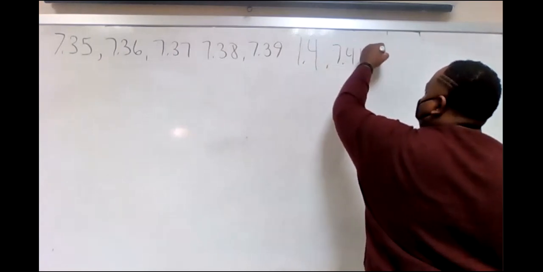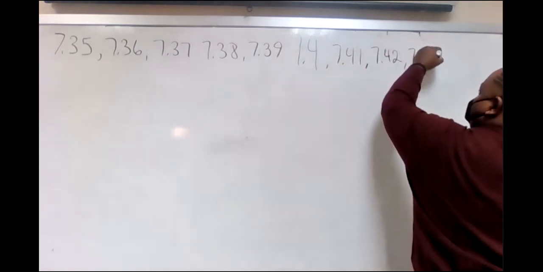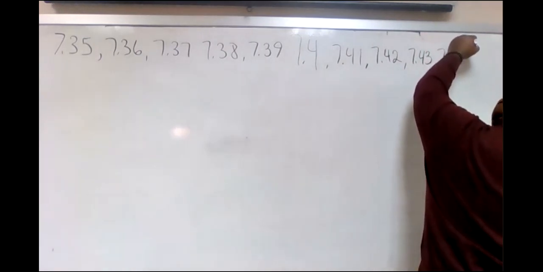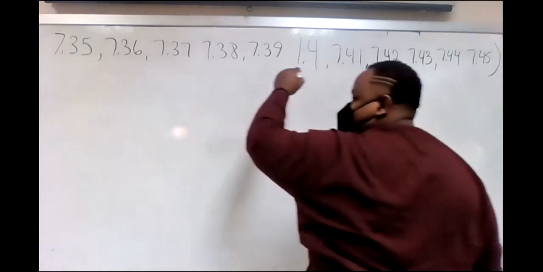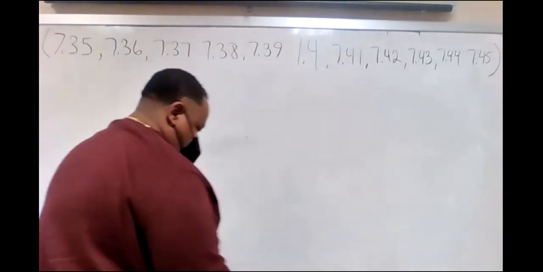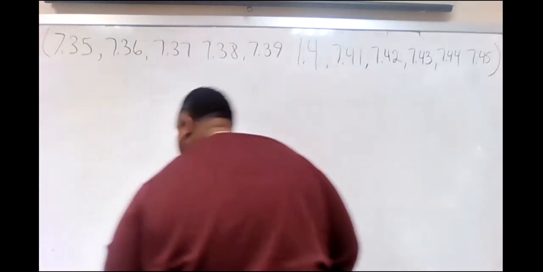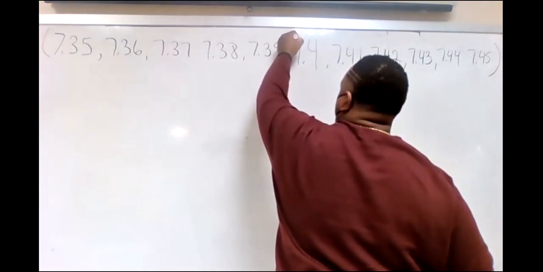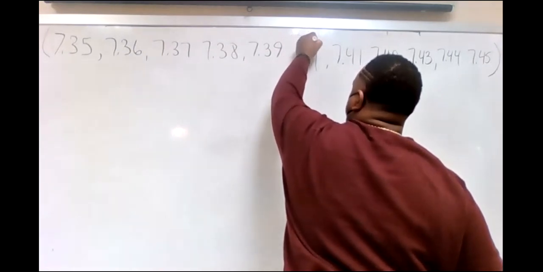7.41, 7.42, 7.43, 7.44, and 7.45. All of this is normal what? Normal pH. All that is normal range. But the absolute smack daddy right in the middle, perfect pH, is 7.4. Perfect.